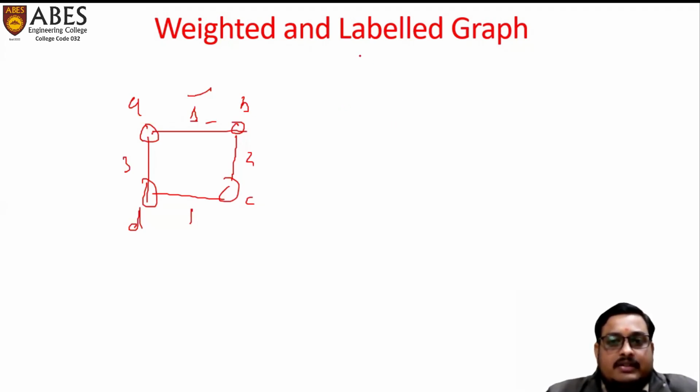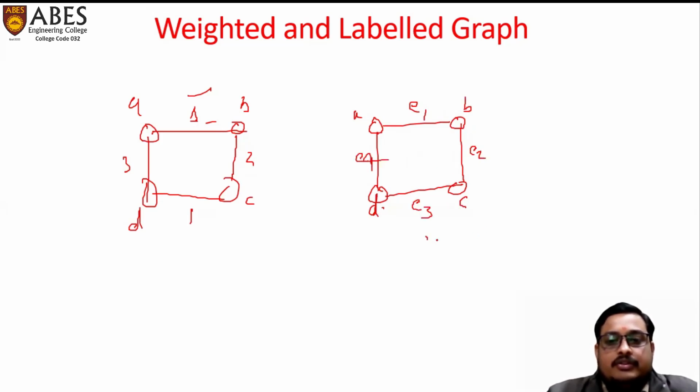And what is a labeled graph? If we have a graph in which edges are labeled with some name, like here we have a graph like this. Vertices are named A, B, C, D. And we have also labeled edges as E1, E2, E3, and E4. So this is called a labeled graph.